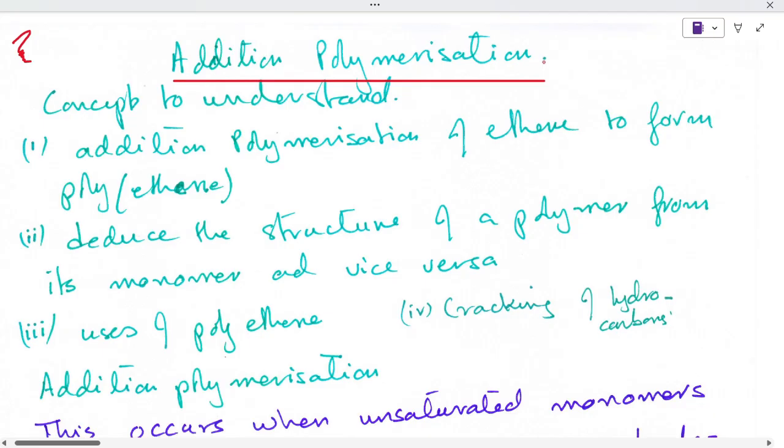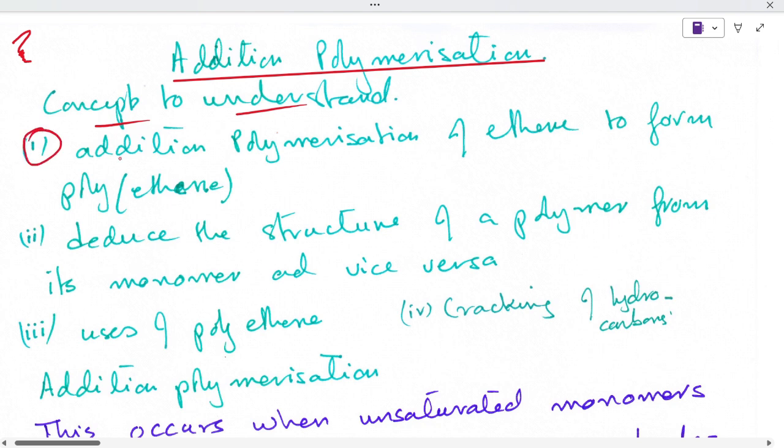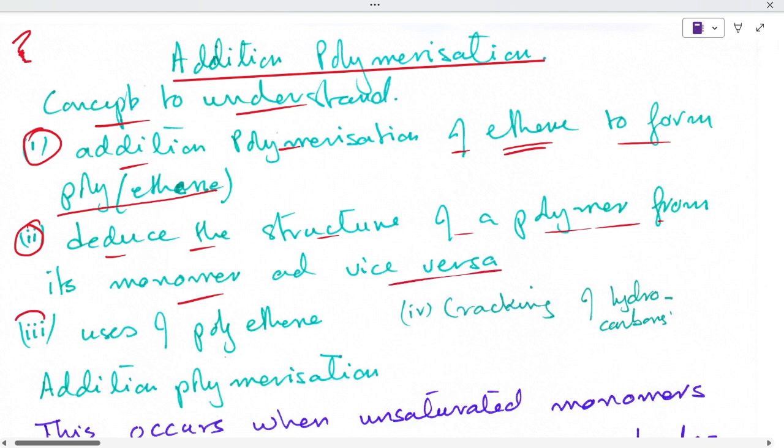Now, the concepts to understand in this topic are number one, addition polymerization of ethene to form polyethene. Number two, deduce the structure of a polymer from its monomer and vice versa. Number three, uses of polyethene. And number four, cracking of hydrocarbons.